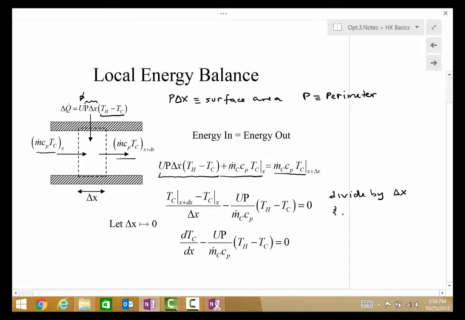and using the definition of a derivative, or taking the limit as delta X goes to 0, we get this very simple first order differential equation for the change in temperature of that cold fluid inside that tube as a function of X. It says that dTc/dx minus this overall heat transfer coefficient times the perimeter divided by the mass flow rate times the specific heat capacity, completely multiplied by the temperature difference between the hot side fluid and the cold side fluid, is equal to 0. So that's the important differential equation for this problem.